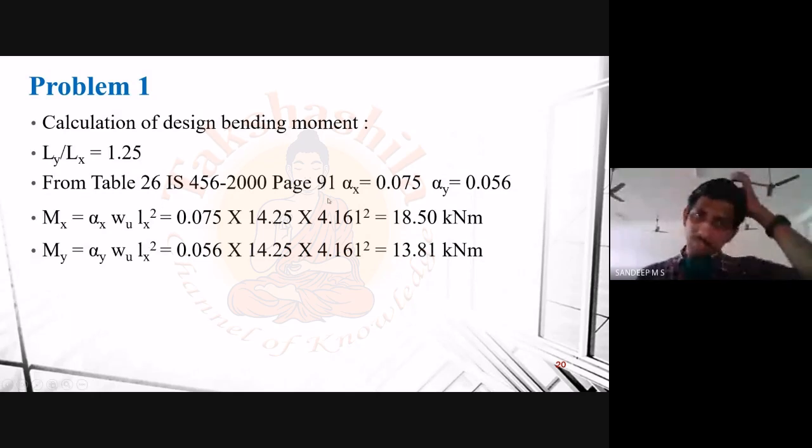So accordingly, we have taken. Based on the type of panel, that means whether the slab is continuous on all sides or whether it is continuous on one side and discontinuous on another side, likewise, different conditions are given there. Based on those conditions and Ly by Lx ratio, we have selected alpha x and alpha y, and we have substituted these things and calculated the value of mx and my. And the values obtained are mx is 18.50 and my was 13.81 kilonewton meters.